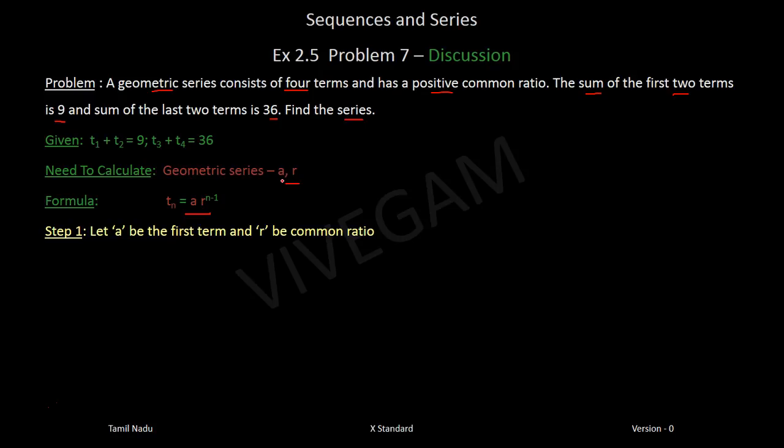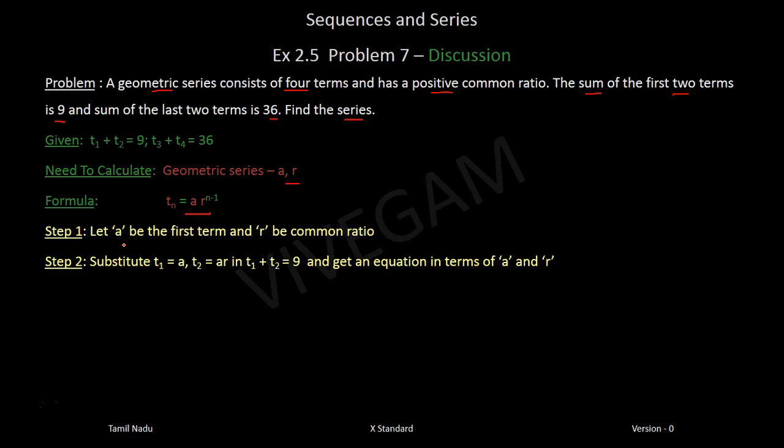So what are we trying to do? Substitute the values of T1 and T2 in terms of A and R. So this will be A, this is AR. So A plus AR equal to 9. This will be AR squared. And this will be AR cubed, right? T4 is AR cubed. So then again you get an equation in terms of A and R. If you solve these 2 equations, you will be able to get the values of A and R. Once you have values of A and R, you can go ahead and write the geometric series.